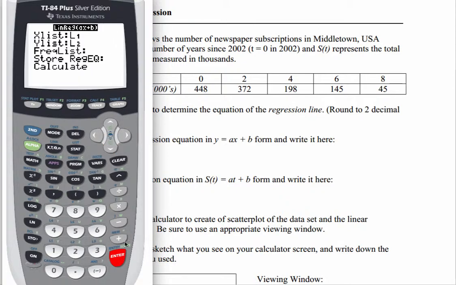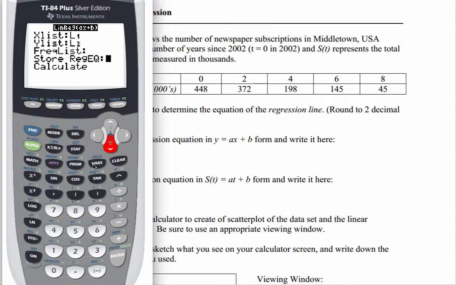Okay, hit enter. It's going to ask you where your X list is, where your Y list is, where the frequency list is, where you want to store it, and then ask you to actually calculate it. Now, if you're on an older calculator, like a TI-83, it would have come up with just LinReg ax plus b. This is what you would have seen on your screen, just the thing that's highlighted there. And in that case, all you've got to do is hit enter again, because the defaults are L1 and L2. Now, if you want to store your regression equation, don't ever touch the freq, by the way, leave that alone. If you want to store your regression equation, there is an option here, you can do that.